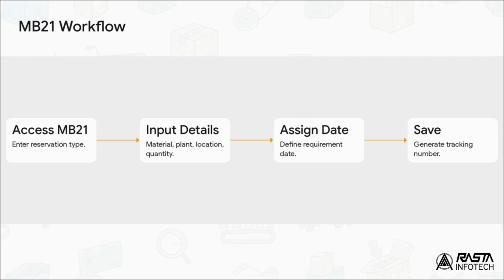Step 1, they access MB21 and enter the reservation type. Step 2, they input the critical material details: material number, specific plant, storage location, and quantity. Step 3, they assign the exact requirement date, like when is this thing actually needed. And finally, step 4, they save it, and the system instantly generates a tracking number. The whole shebang creates a standardized, foolproof operational workflow that eliminates the guesswork and holds everybody accountable.